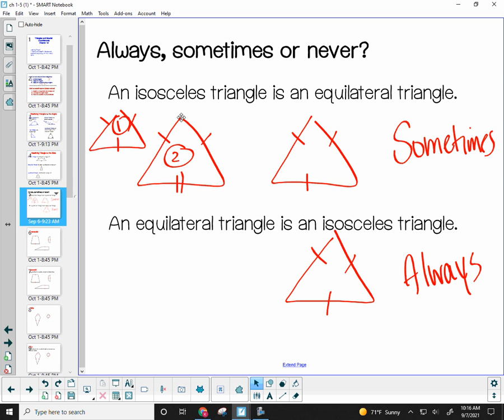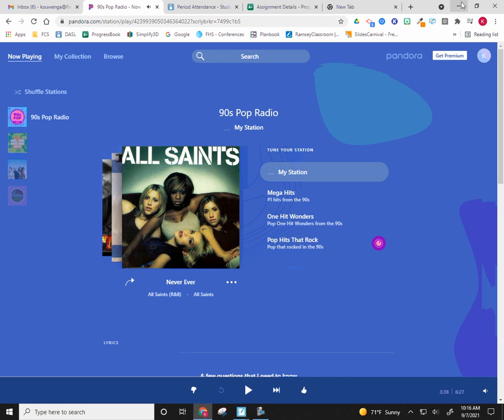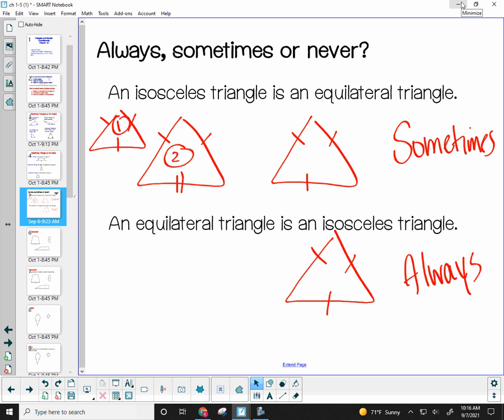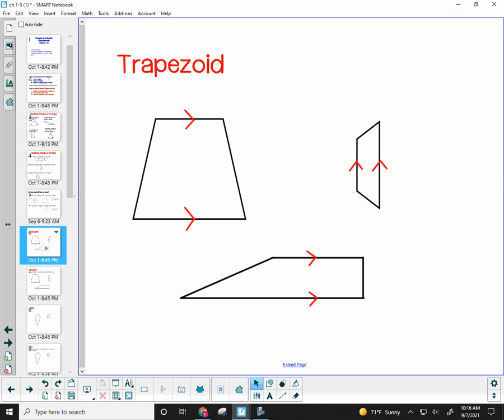All right. Questions about triangles? Questions about triangles? All right. Next we're going to look at all of our quadrilaterals. We're going to start with the trapezoid.